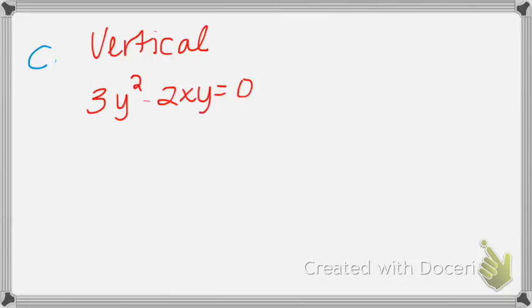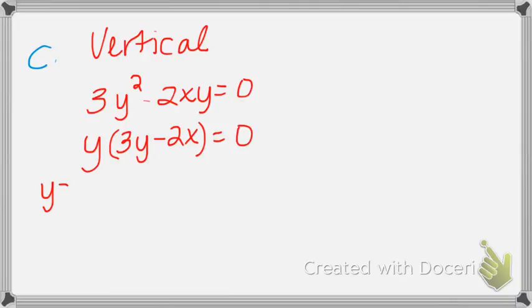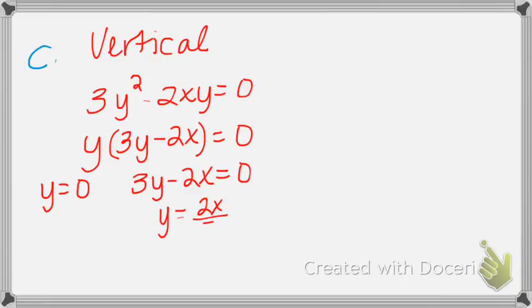Notice there's an x and a y in there, so I'm just going to factor out a y so I can solve for whatever I get. And that helps me because now I know that y is 0, and I also know that 3y minus 2x equals 0. So I'm just going to solve for y here. I'm just going to add 2x and divide by 3, so I get y is 2x over 3.